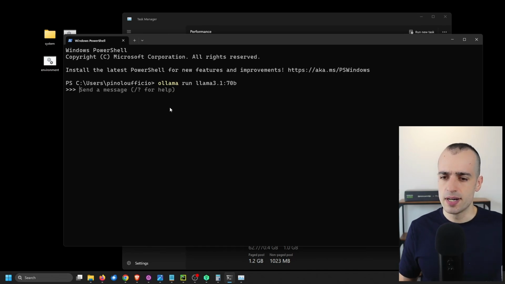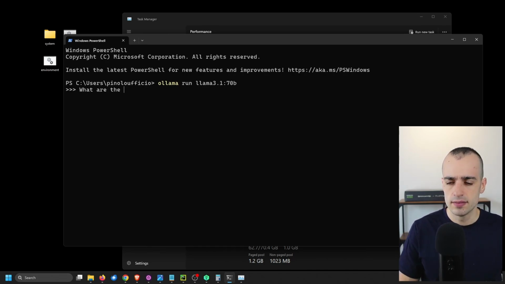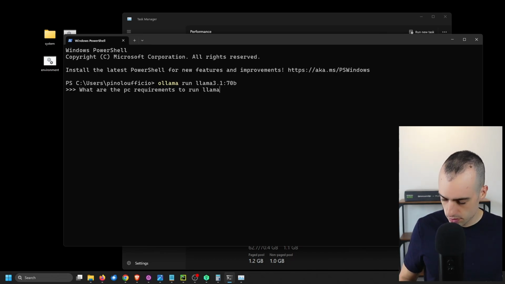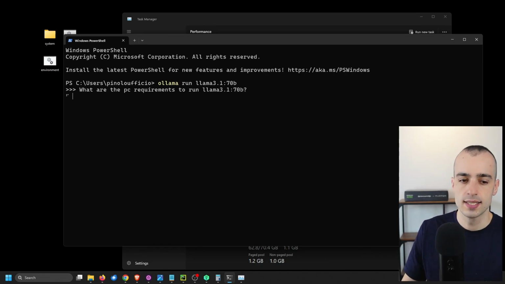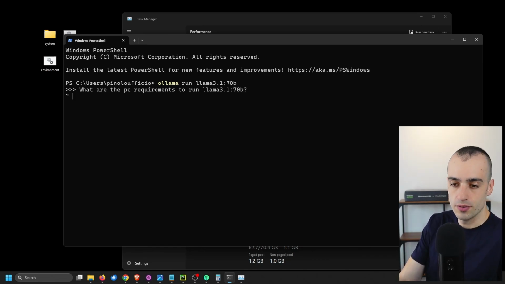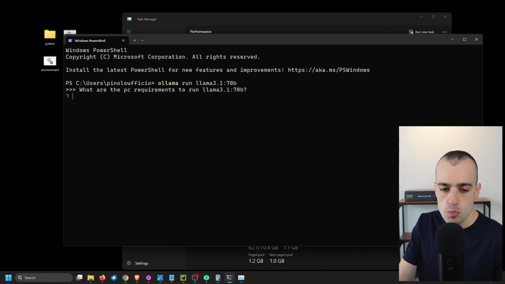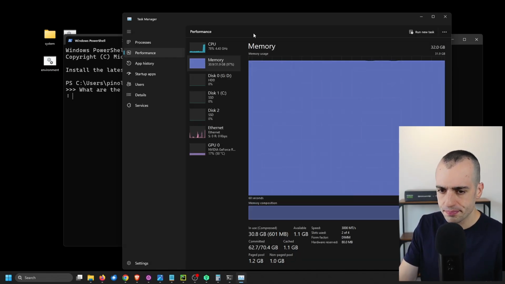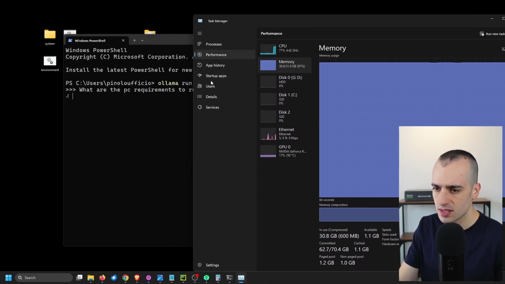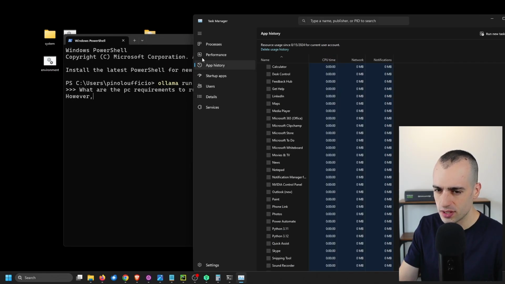Let's ask Llama what are the PC requirements to run Llama 3.1 70B. So we ask the model what are the requirements to run the model. It's thinking very, very, very slow. So extremely inefficient.